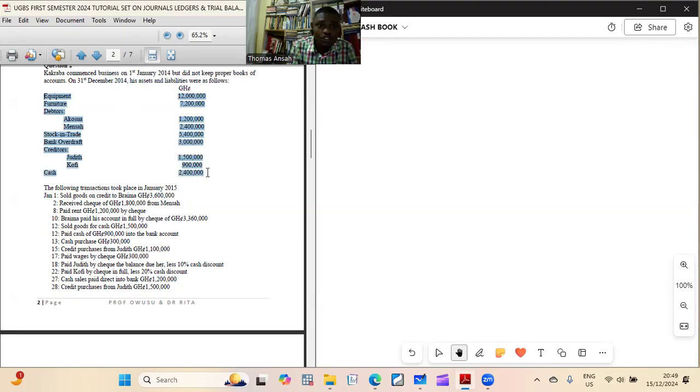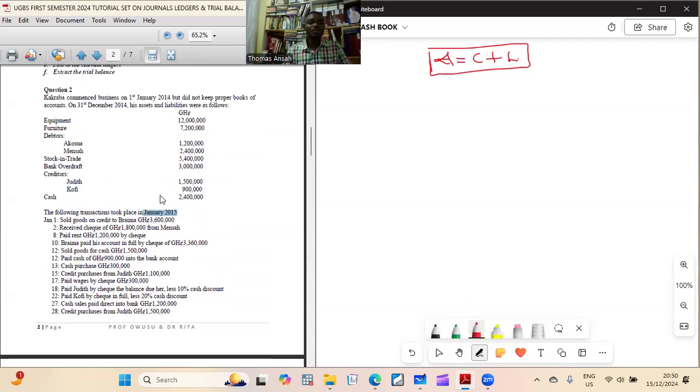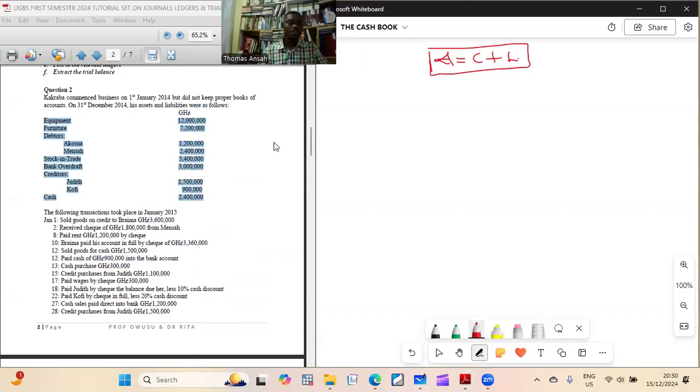So the accounting equation, do you remember? What is the accounting equation? Asset is equal to capital plus liability. All right, so keep this in mind. And we also have the following transactions here that took place in January 2015. So if this is December 2014 and this is January 2015, and we are preparing this transaction, then it means that this will be the closing balance for 2014 and at the same time the opening balances for what? 2015.